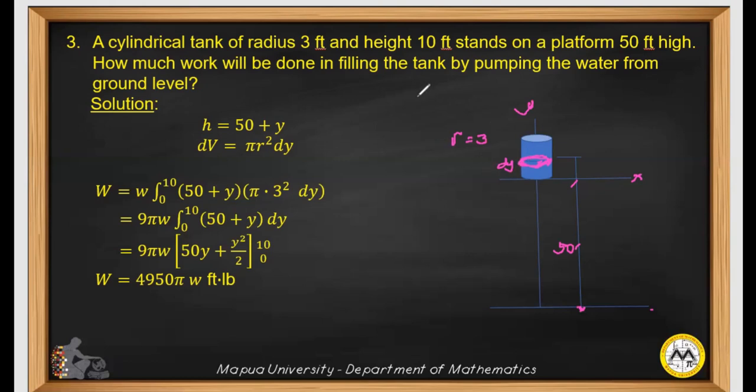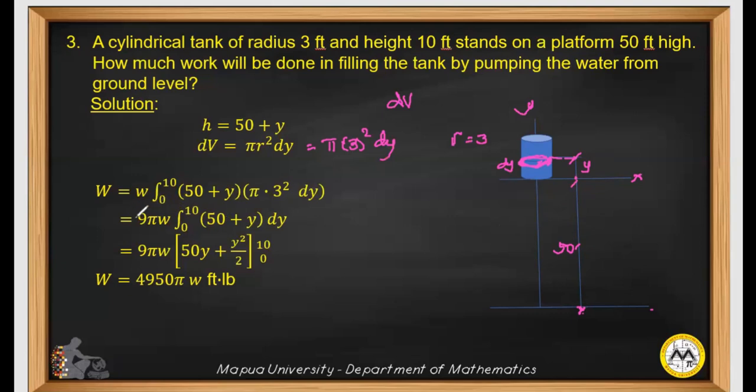And of course, the differential dv is equal to pi r squared times the differential of y. And since r is equal to 3, then dv is equal to pi times 3 squared times the differential of y. Now, what about h, which is the distance of the element from the source of the water? Please take note that this distance is 50 and this is y, from the x-axis. Hence, h is equal to 50 plus y.